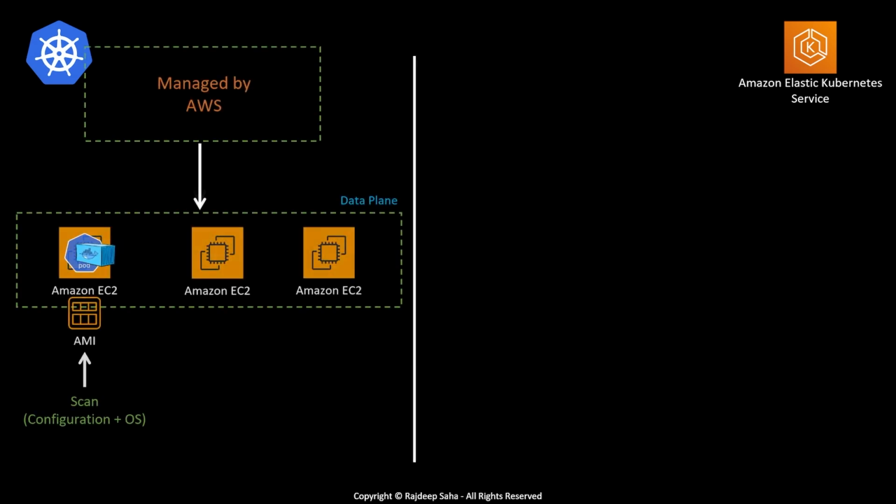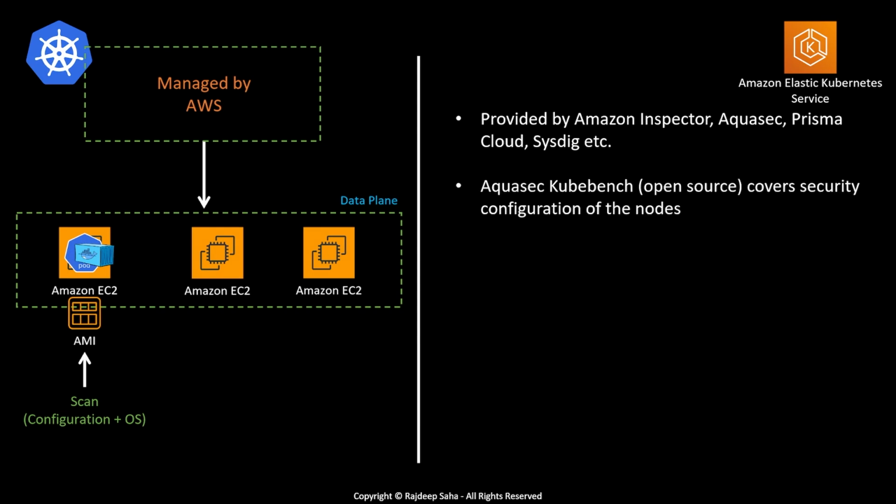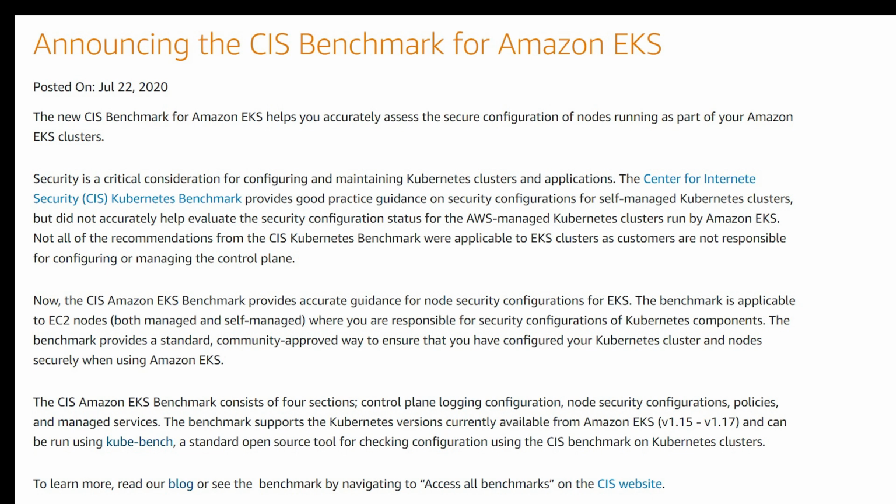Now let's talk about the worker node scan. So it's provided by Amazon Inspector, Aquasec, Prisma Cloud, Sysdig, etc. Like I mentioned before, Aquasec kube-bench open source covers security configuration of the nodes. It does not cover the operating system scans. For that, you need to purchase the licensed version. And in general, the CIS benchmark does not cover the operating system. There is a separate benchmark for the Linux operating system.